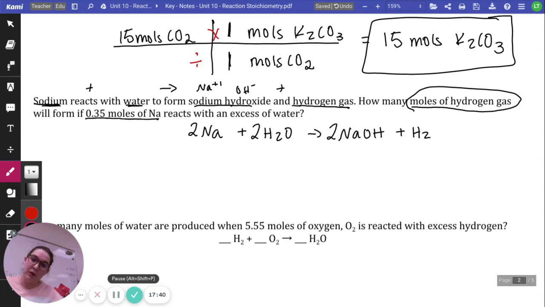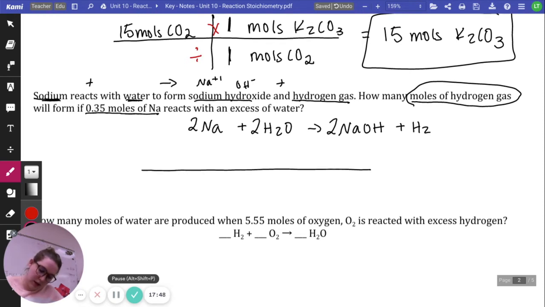So now that I've balanced my chemical equation, I'm going to start my problem. Okay, so after we have a balanced chemical equation, we are going to take what's given. So in this case, I've been given 0.35 moles of sodium. So step 1 is get to moles. I'm already in moles, so I'm good. Then step 2 is mole to mole ratio. So is moles of sodium what I want? No, it's not. So if no, I'm going to drop it low.